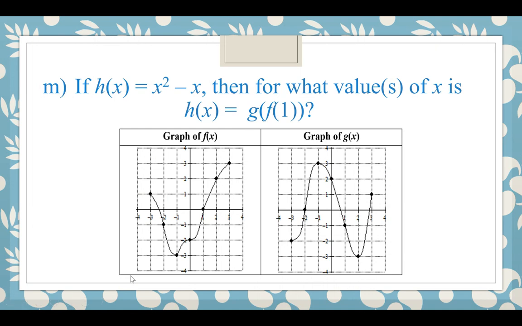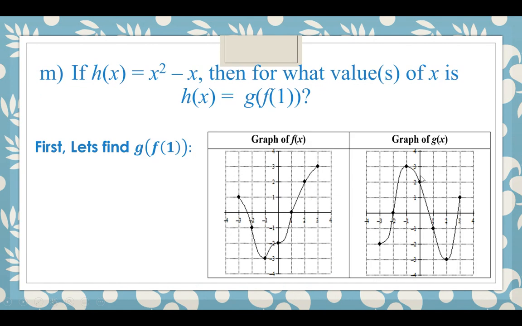In this example, we're taking it up a notch. So we're getting close to the end here. All right, so this is a little challenge for you. It says if h of x is equal to x squared minus x, then for what values of x is h of x equal to g of f of 1? Please notice that h of x is not graphed here. So h of x is not represented at all by these graphs. The only thing these graphs are going to be useful for is finding the right side of this equation, g of f of 1. So let's work on that first.